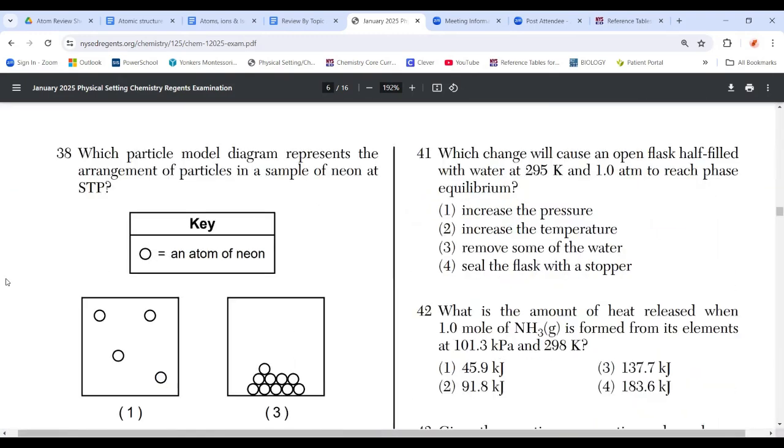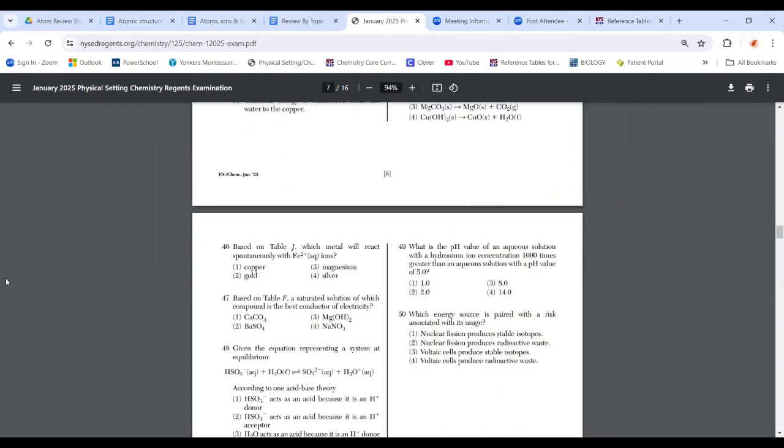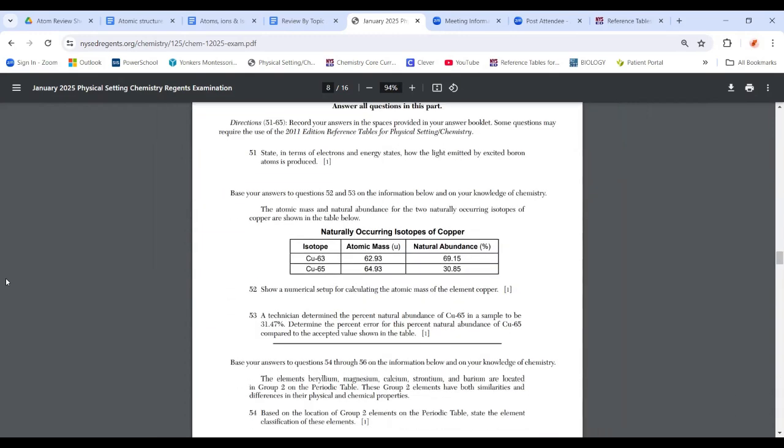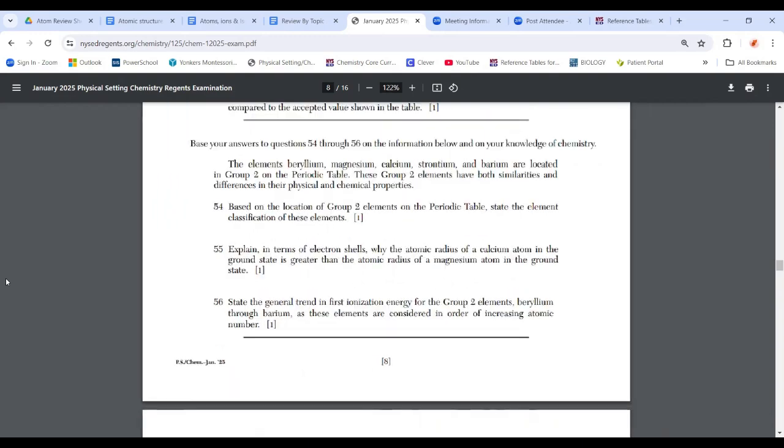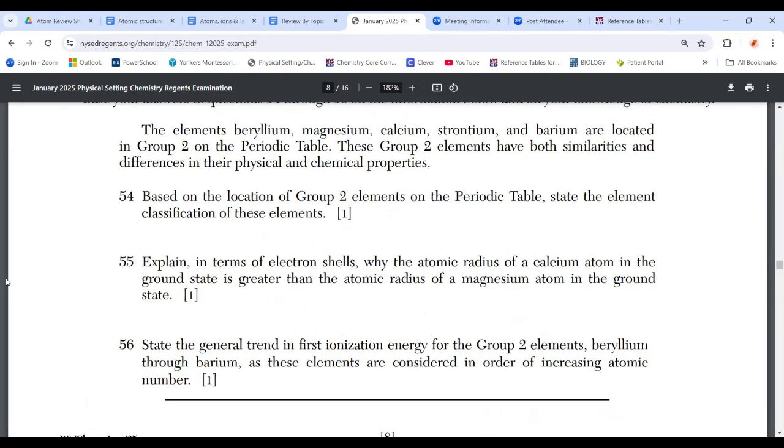All right, that was 38. Let's go over. All right, we are going to 54 now, which means we are officially in the part 2s. This is a big grouping of questions, and they are a little bit about the stuff on the periodic table with the trends and atomic radius explained, and a little bit about just your general knowledge of the periodic table.